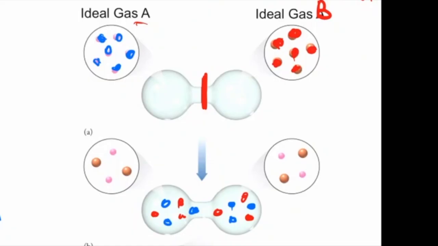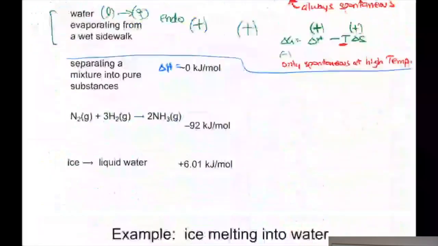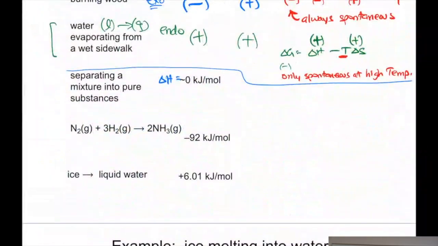Now I'm posing the problem. We take this and we get it back to A on one side and B on the other. We're separating the mixture. So the entropy actually decreases. We have more order. So here, delta S is negative. We have more order.